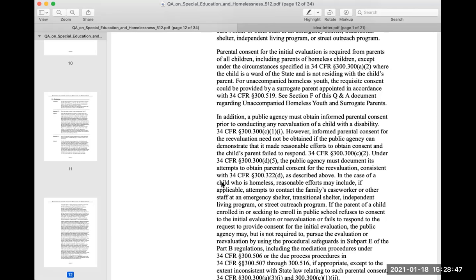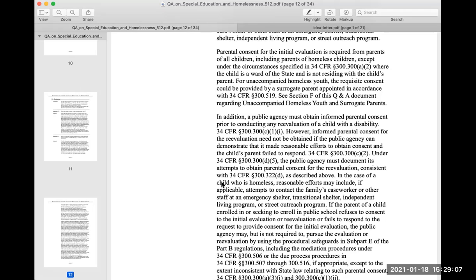300.322(d), as described above. In the case of a child who is homeless, reasonable efforts may include, if applicable, attempts to contact the family's caseworker or other staff at an emergency shelter, transitional shelter, independent living program, or street outreach program.